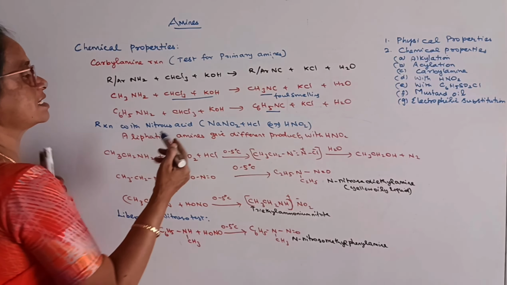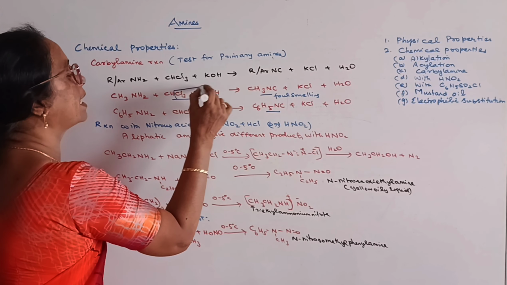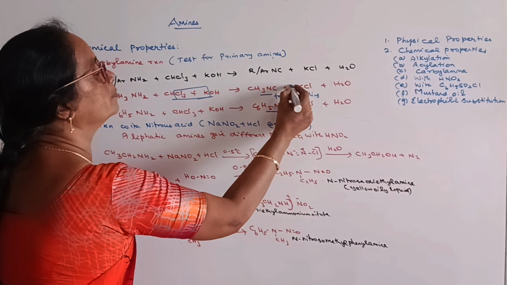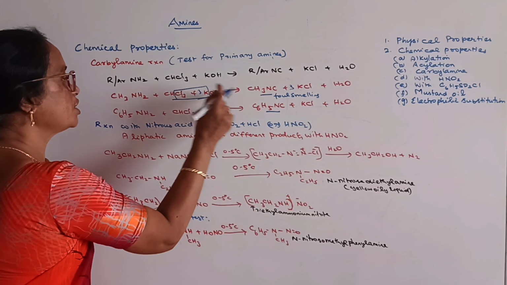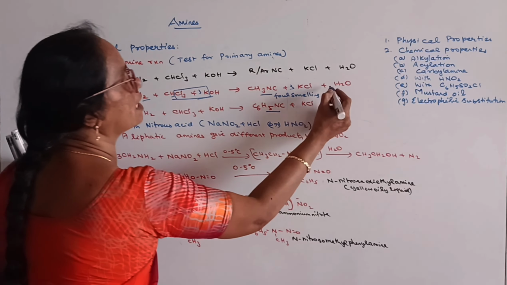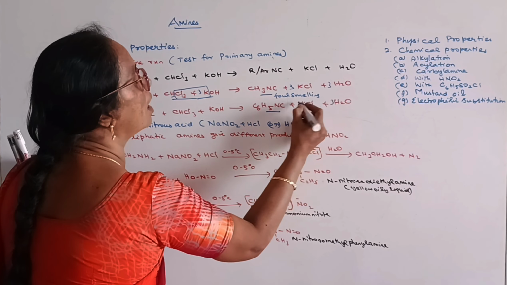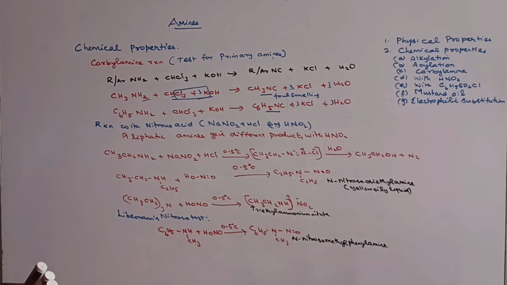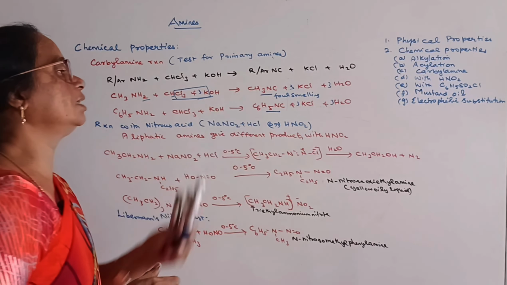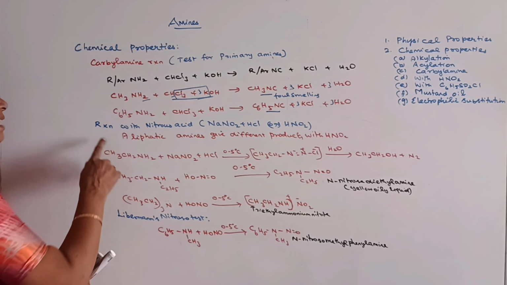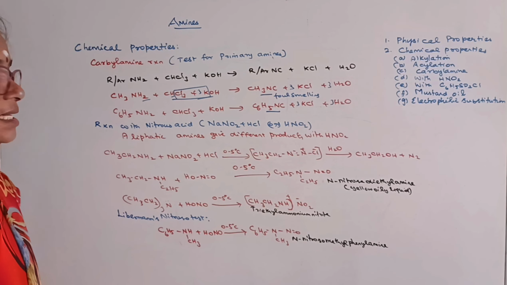See how the reaction proceeds. The chlorine can combine with the potassium, so there are 3 KCl. And it has 3 OH groups, which combine with the 2 hydrogens and 1 hydrogen. There is formation of 3 molecules of water and 3 molecules of potassium chloride in addition to the alkyl or aryl isocyanide. The next reaction is with nitrous acid.